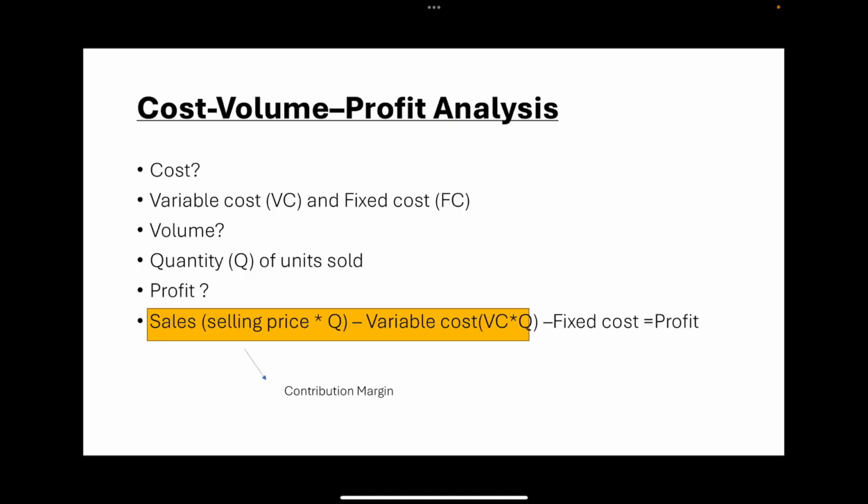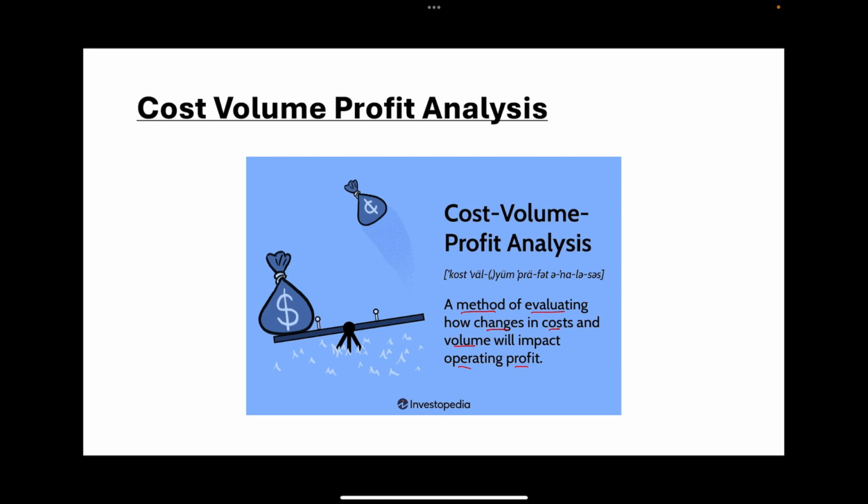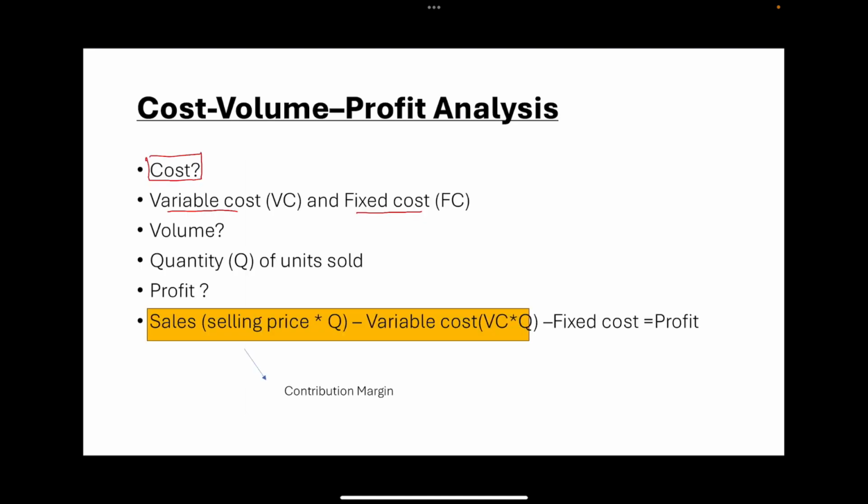First, you need to understand what you mean by cost. The cost has two components, that is variable cost and fixed cost. For example, if a company is going to manufacture a product, it will incur a fixed cost. That means it needs to set up a plant, acquire land and set up the plant. This all comes under the fixed cost.